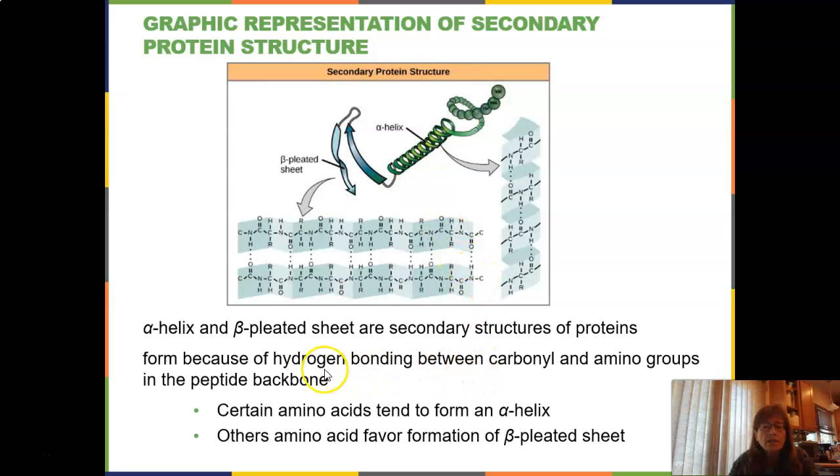Now, what is actually forming the hydrogen bonds is between some of the carbonyl groups. Remember what carbonyl groups are? We just looked at that with the carbohydrates. And some of the amino groups that are in close enough proximity start to form these hydrogen bonds.